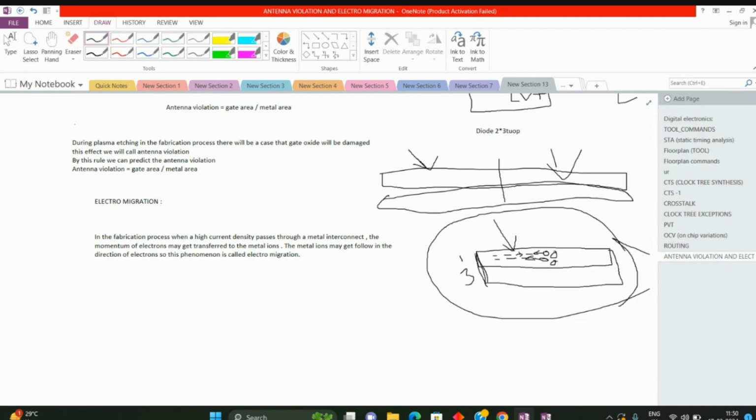At the starting you can't blindly provide the shielding, because shielding means one layer you are creating. That will cost so much, and also you're occupying some area, right? So like that you need to think.